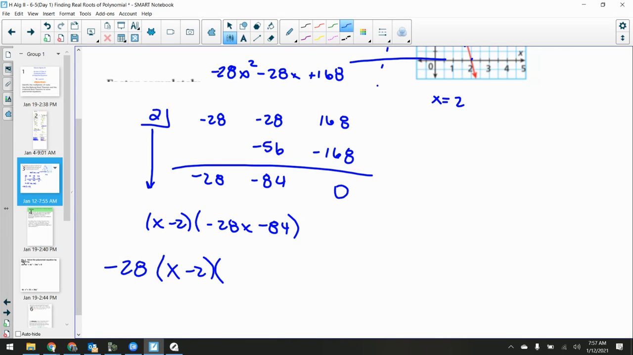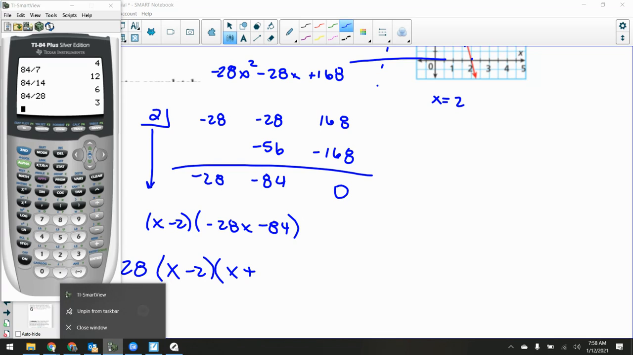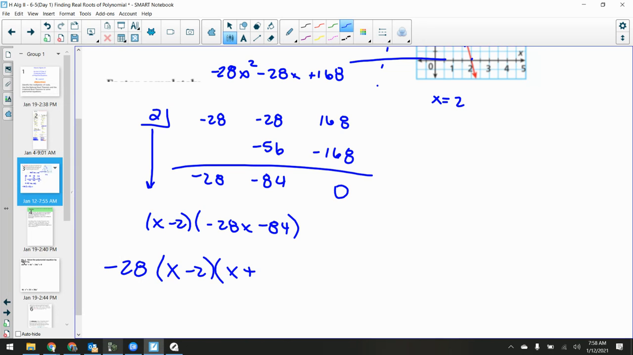I like to put it all the way in front. And so that would leave an x plus, what was it, 3? X plus 3. And that's how we use the graph to factor it down. Okay? That's it in fully factored form.